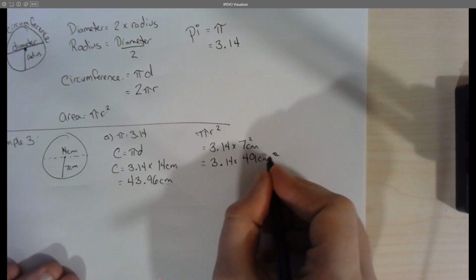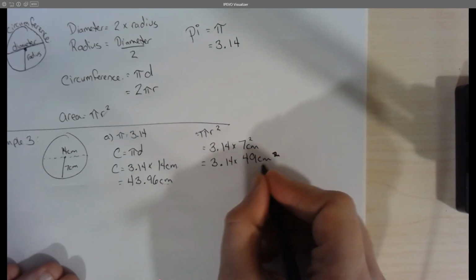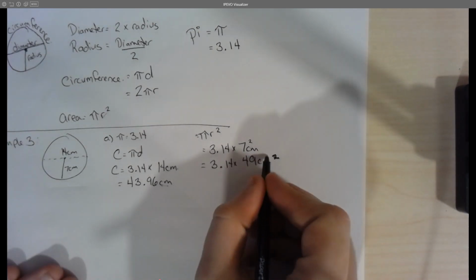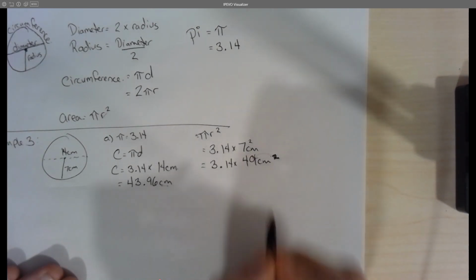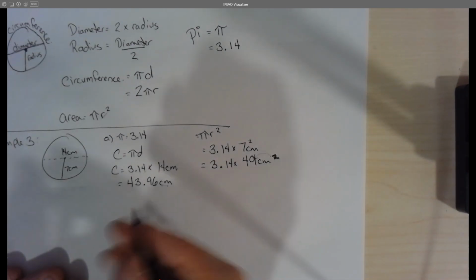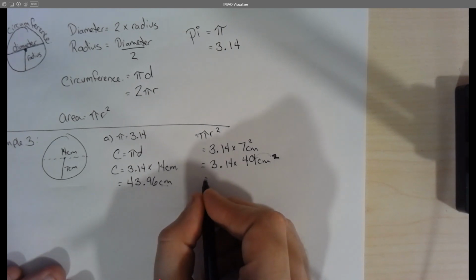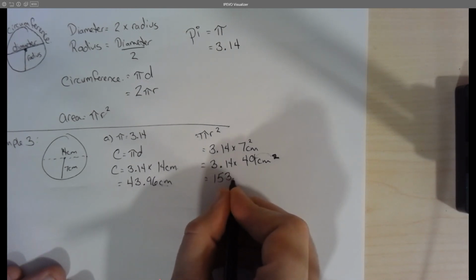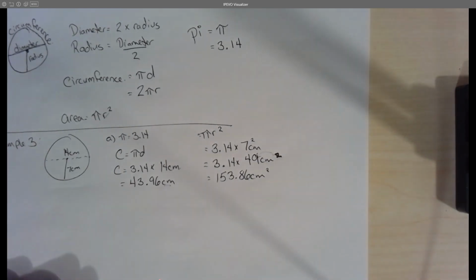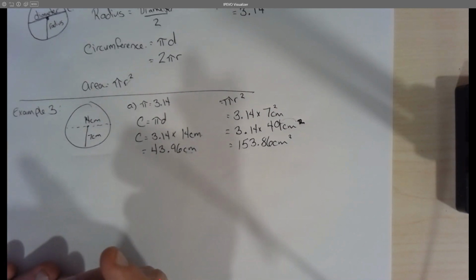Notice how here my squared sign switched. It was at the number, so I had to square the number here. But then here, now it's just on the centimeters, because it's just centimeters times centimeters. This doesn't affect the number anymore. It just means that I have two sets of centimeters multiplied together. When I multiply these two terms, I'm going to end up with a value of about 153.86 centimeters squared. So that's what would happen if we used pi as 3.14.